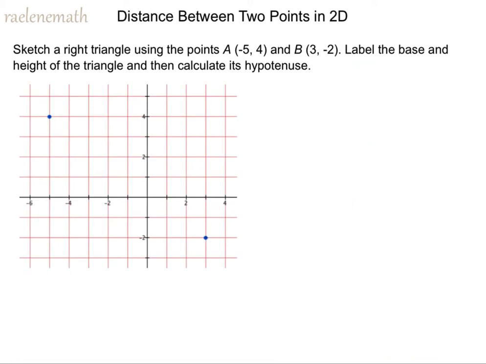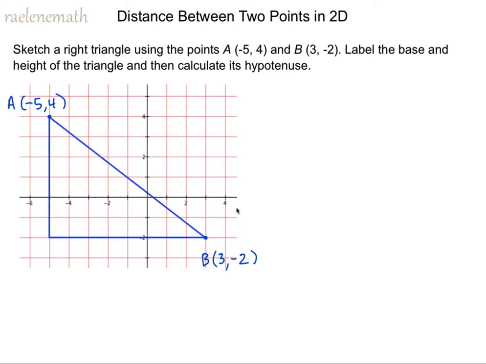Let's now apply the Pythagorean theorem to come up with the distance between 2 points in 2 dimensions. Here we have a point located at -5, 4, and a second point located at 3, -2. We can draw a line between those 2 points, which would form the hypotenuse of a right triangle.